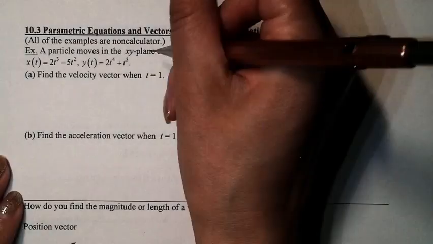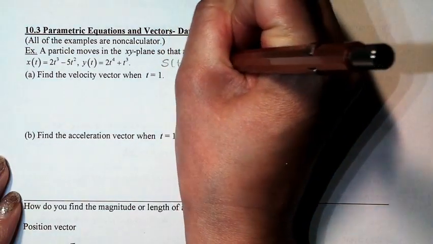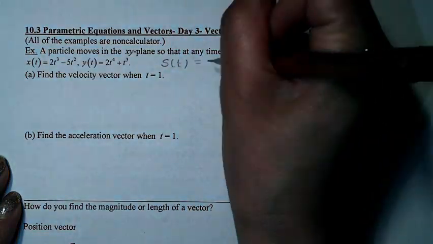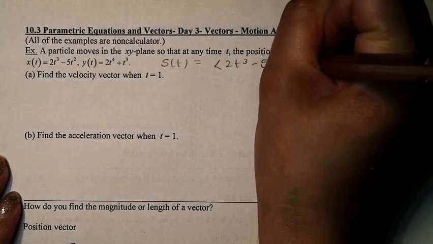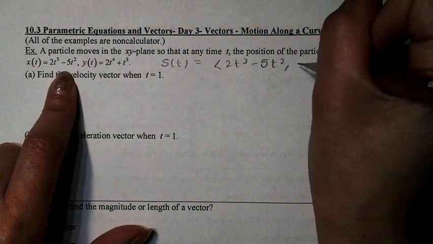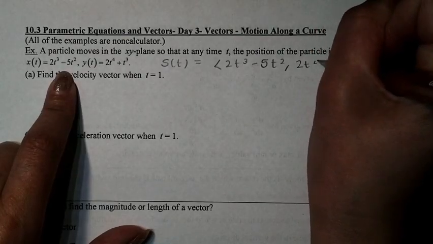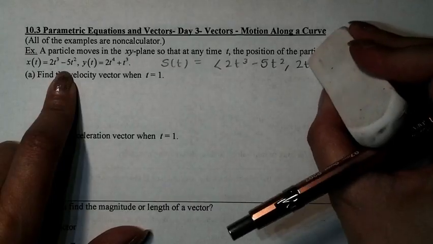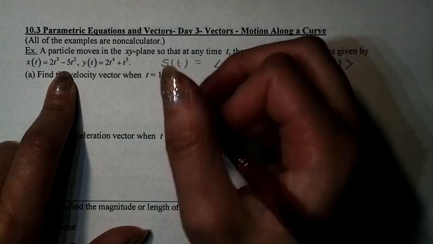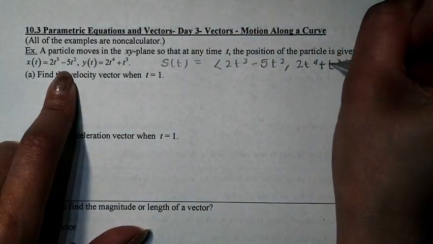If you want to rewrite it, you don't need to, but here I'm showing you how to write the position vector. This is going to be your position vector, where this is your x component and this is your y component of the vector. Sorry about that, that shouldn't be a comma. That should be a plus t^3.